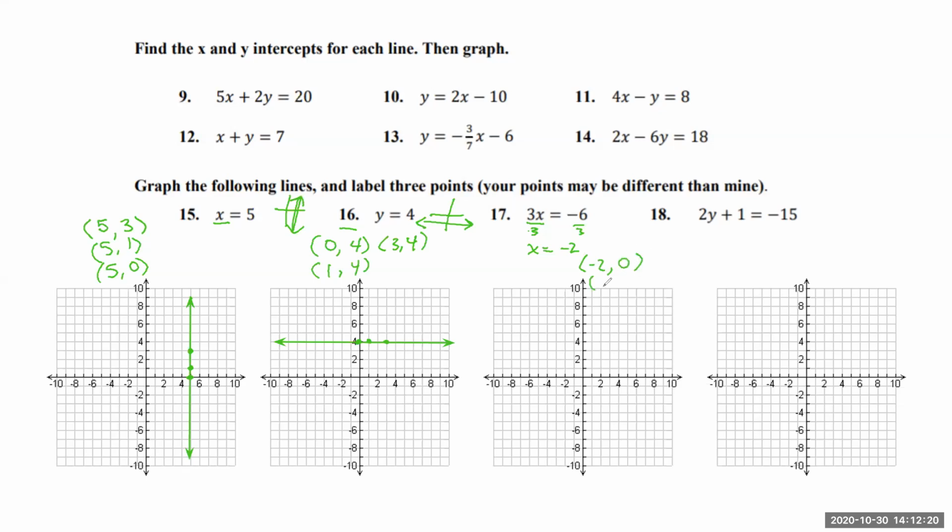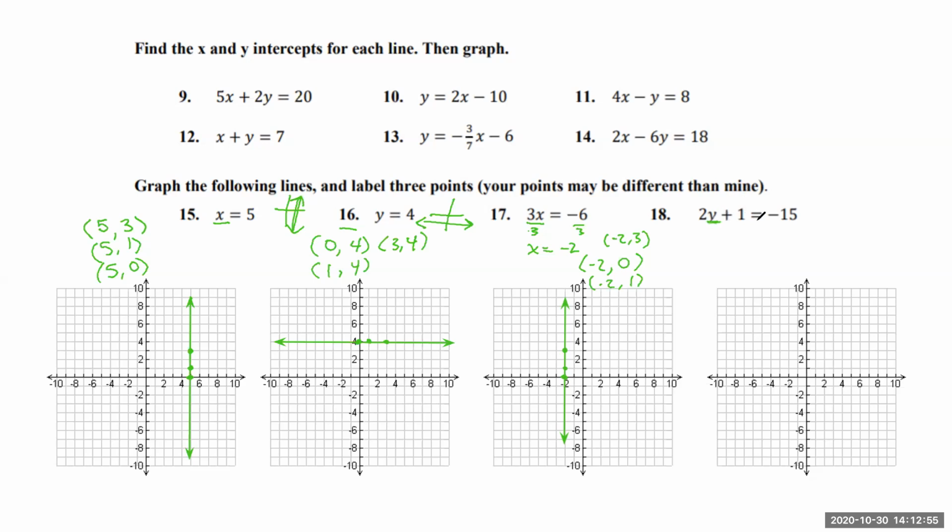So we can just do another -2, 0, -2, 1, and -2, 3. I really like those numbers. Okay, so -2, 0, -2, 1, and -2, 3. Make sure that on your graph, you're actually putting the points and where they are. And then I'm just going to go ahead and draw this x equals -2. There we go.